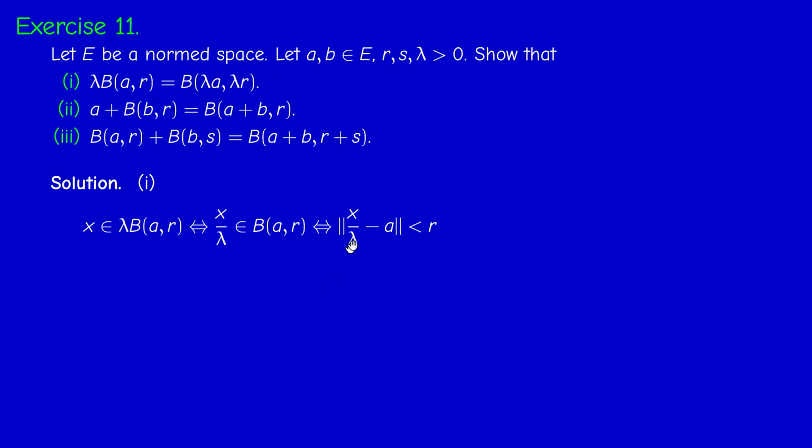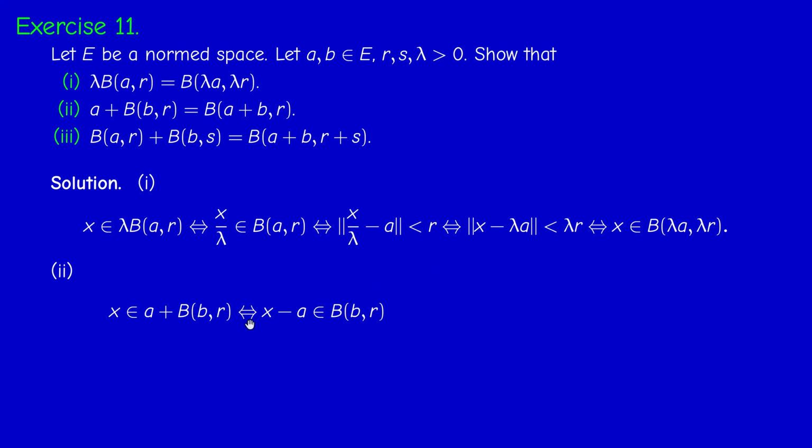But since lambda is positive, I multiply everything by lambda, and this is equivalent to saying that the norm of x minus lambda a is less than lambda r, and this happens if and only if x belongs to the ball of center lambda a and radius lambda r. So an element is here if and only if it's here. So we have equality.